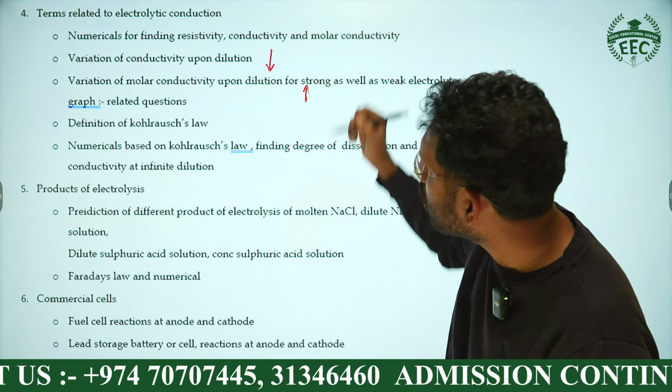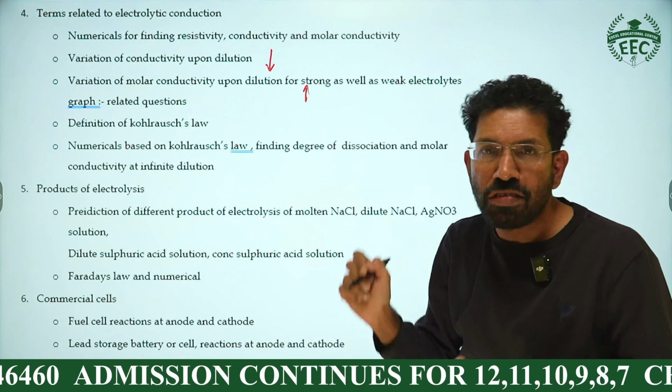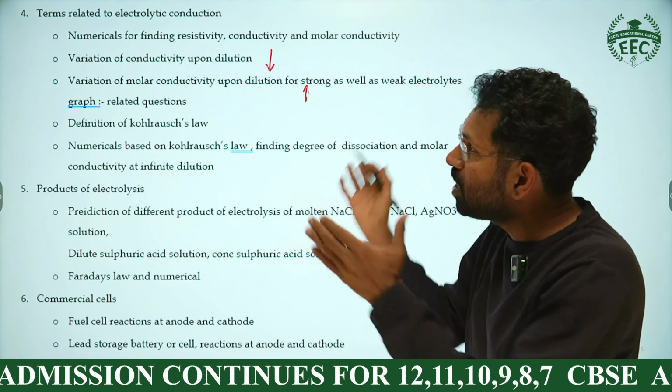There are two different criteria here, so you have to study that thing properly. They may ask an assertion reason question based on it. What's the variation of conductivity upon dilution? And what's the variation of molar conductivity upon dilution? They may ask the variation for a weak electrolyte, and the variation for a strong electrolyte.